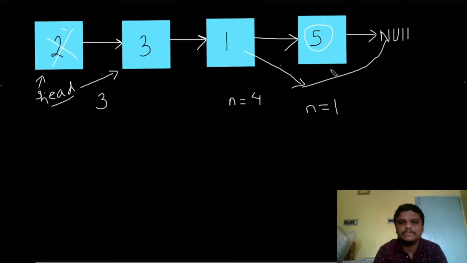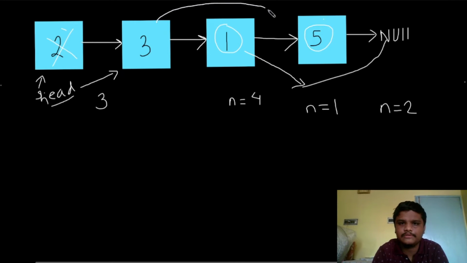But let's say that now our n is equal to 2. When n is equal to 2, it means we need to delete this one, because it is second from the last. If we delete this element, then this node, that is 3, will be pointing to 5. We need to change this next pointer of 3 to 5. Those are the three conditions.